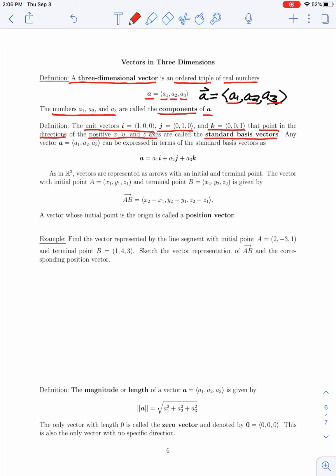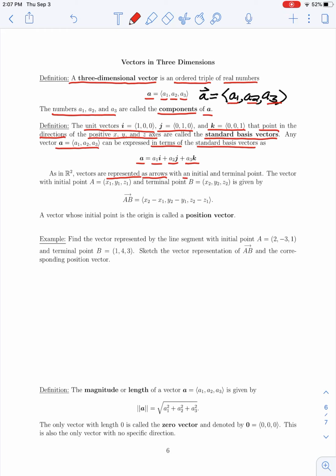And just like we saw for the standard basis vectors in the plane, i and j, any vector A in 3 dimensions can be expressed in terms of those standard basis vectors, as A is equal to the first component times the vector i, plus the second component of A times the vector j, plus the third component of A times the vector k.